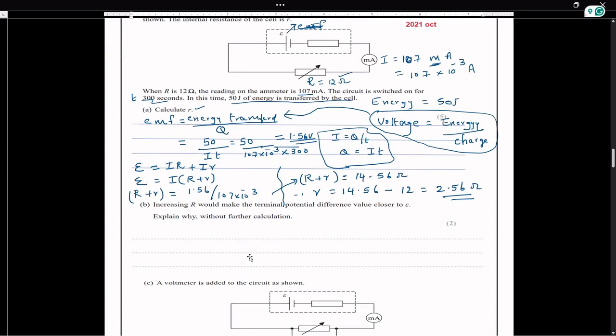Let's move on to the next part of the question. Increasing R would make the terminal potential difference value closer to E. Explain why without further calculation. Part B. So here, increasing R decreases the current, isn't it? Increasing R would make the terminal PD, the terminal voltage across R, closer to E. Explain why.